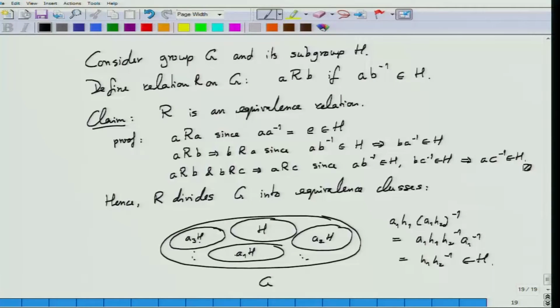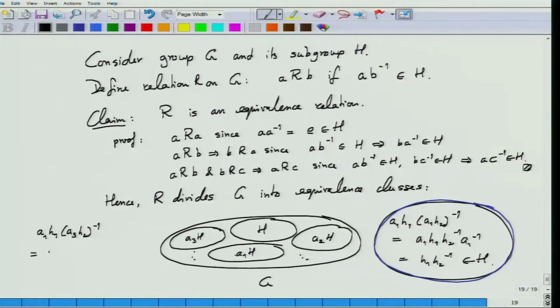How about two elements across, can they be in the same equivalence class? Let us look at one element from A1H and one element from A3H. Are they in the same equivalence class? A1H1, A3H2 inverse. This is A1, A3 inverse, H1, H2 inverse, just rearranging the terms. This is of course in H. So, this is A1, A3 inverse. That element will determine the equivalence class it is in. So, let us assume without loss of generality that it is in A1H.